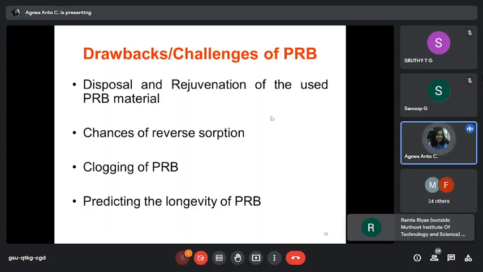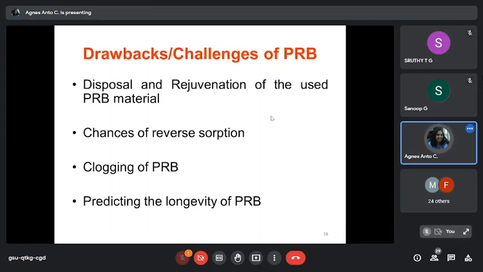Next is predicting the longevity of the PRB. Now, when I construct a permeable reactive barrier, I want it to function for a couple of years. So if I'm using my material, how long can it perform when this type of contaminant is coming? Groundwater contaminant need not be of one particular type. It can vary in the level of contaminant and type of contaminant. So what will be the longevity of my PRB material? Prediction is not very easy.